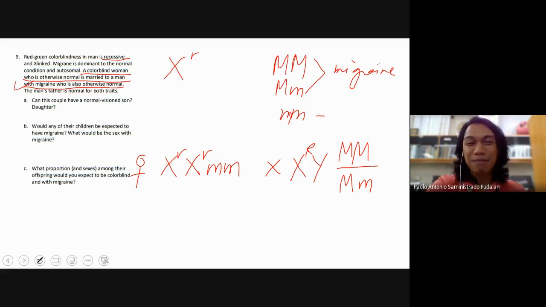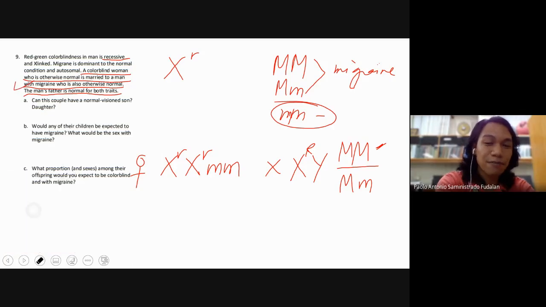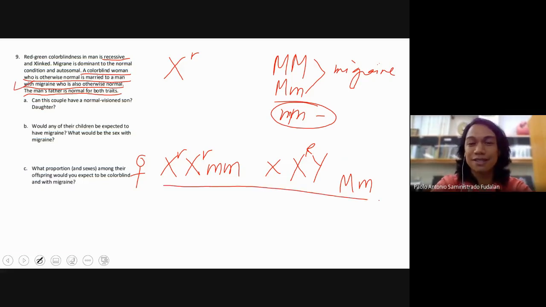But there is still information that we forgot, so that we can reduce this big M, big M, or big M, small m. The man's father is normal for both traits. So which one will be the man's genotype for migraine? His father is a normal man, and normal is small m, small m. Big M, small m, sir. All right, so the father, therefore, will have this. Okay, so cross these.